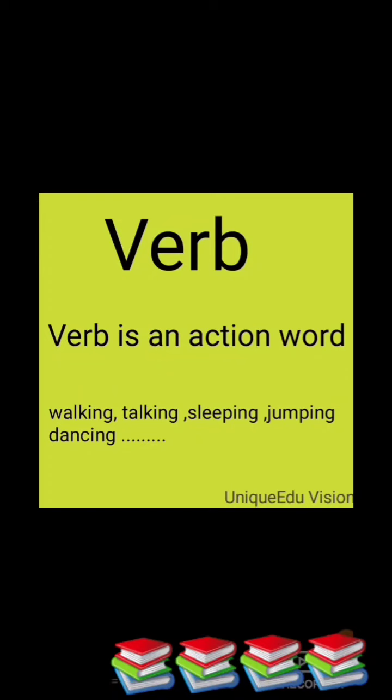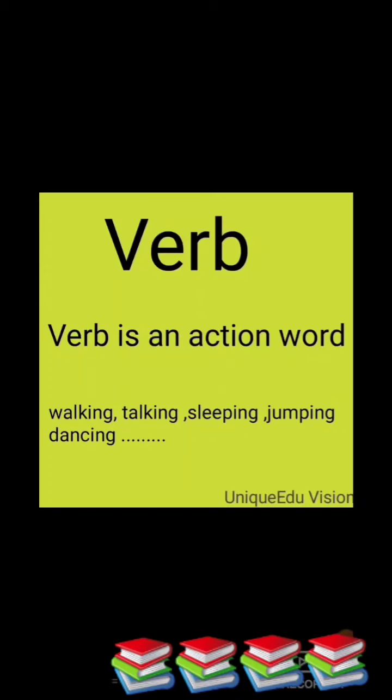Today I'm having a very familiar topic, that is verb. In this video, we will discuss the verb, but in a quite different way, which is very different from what you earlier knew about verbs. So, without wasting much of your time, let's get started with our topic. Verbs.